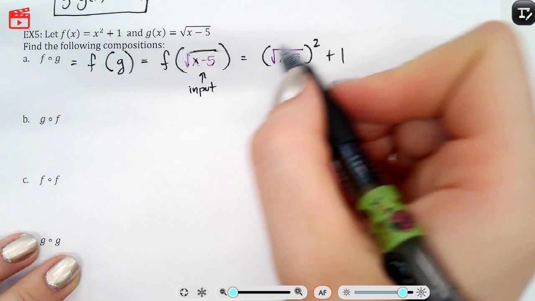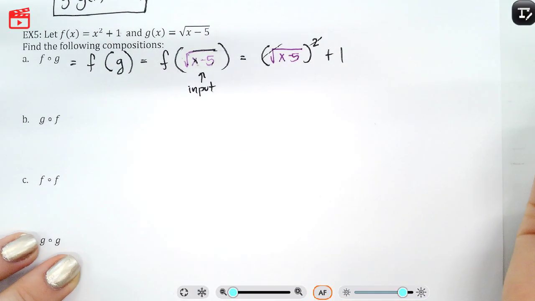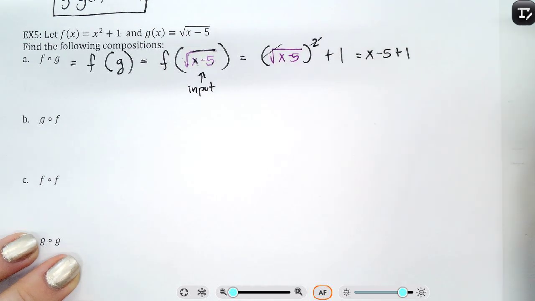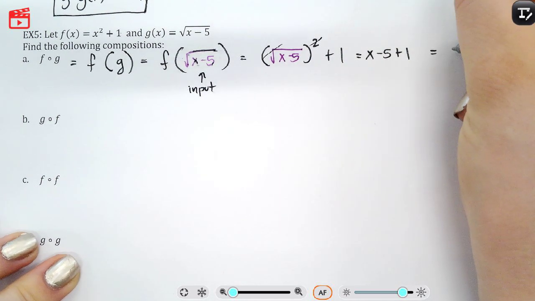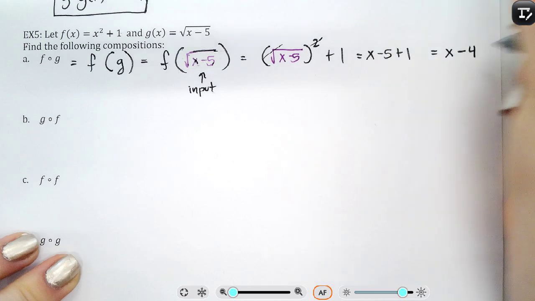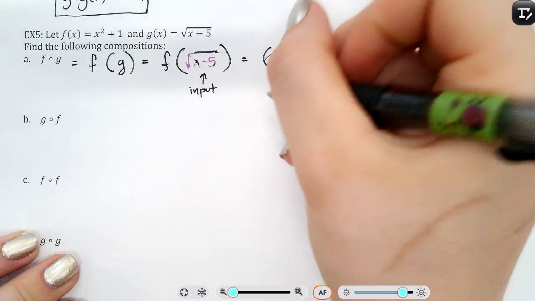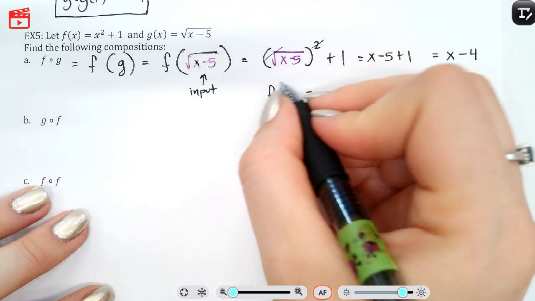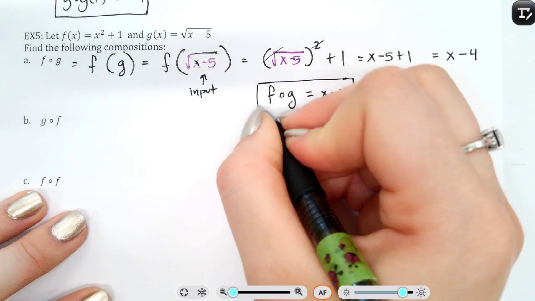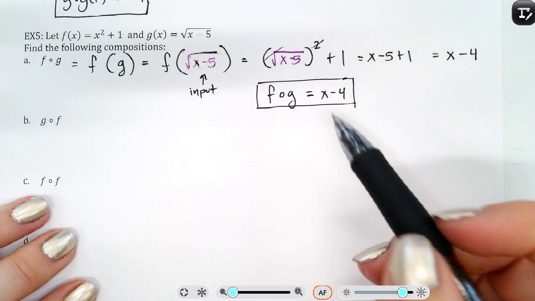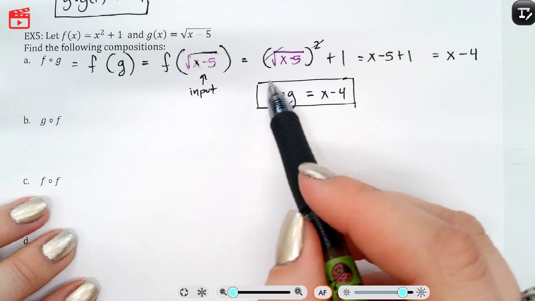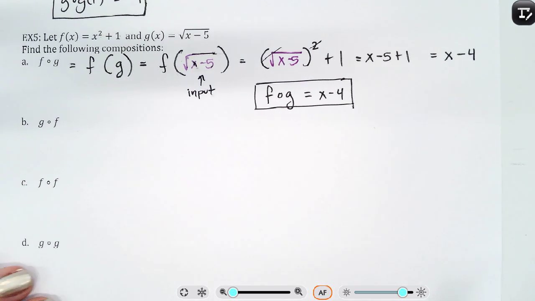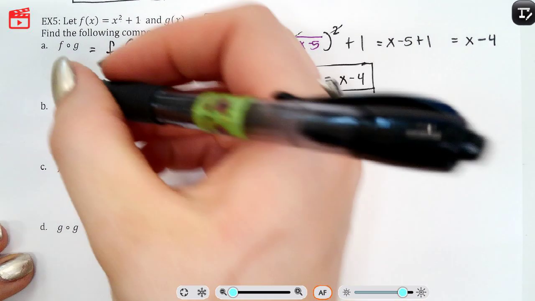Okay, when I square, the square will cancel that square root, and so I'm left with x minus 5 plus 1, which is going to equal x minus 4. So f of g is going to equal x minus 4. And if you can write your final answers with the f of g equals and your answer, that would be great, and then box that. Thank you.